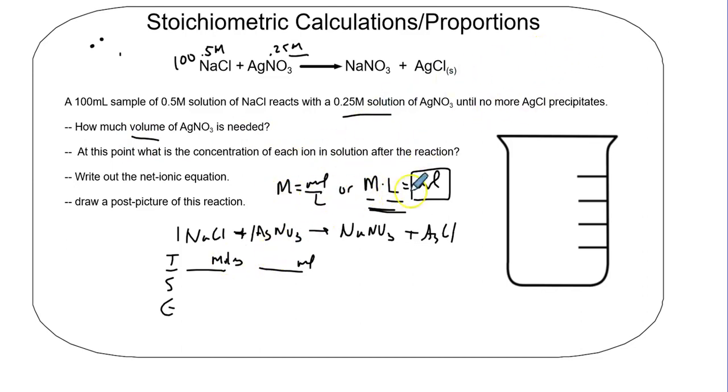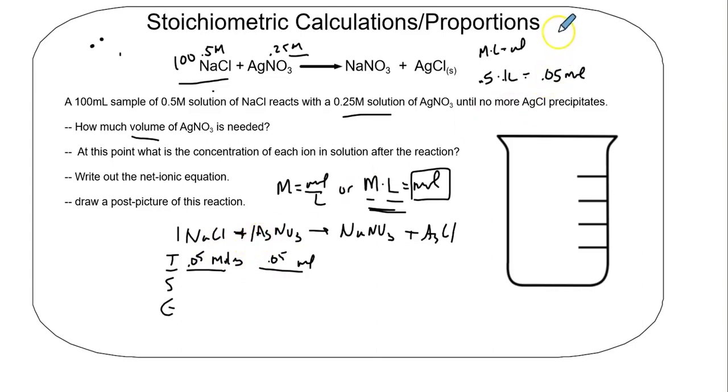So I'm going to find the moles of the NaCl. It's molarity times liters equals moles. So it's going to be 0.5 times 0.1 liters, which is 0.05 moles. Okay, that's how many moles are present here. Now I'm going to need 0.05 moles of silver nitrate to match at a 1-to-1 ratio.